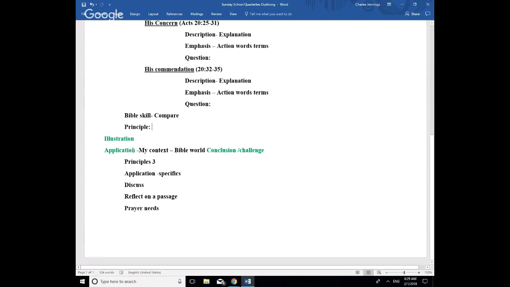So then you get to the application step, or what one quarterly calls my context, our context, not the Bible world. Sorry, that's not supposed to say Bible world. That's supposed to say our world, or let's call it Sunday school world, Sunday school group world. And in this, you're basically going through, and this quarterly particularly, it gave 3 principles at the end. And then it gave specific application. It mentioned things to discuss, to reflect on the passage, and then ends with prayer needs. So, of course, application would relate to the conclusion or the challenge of things going on.